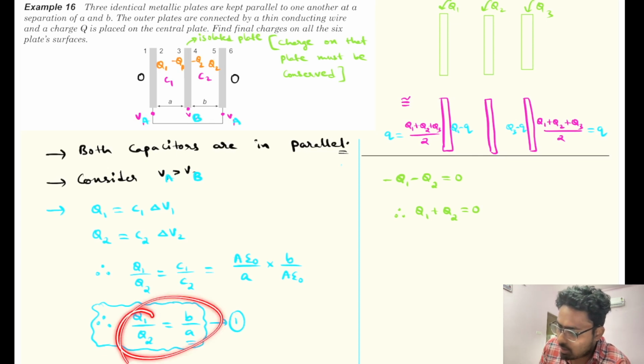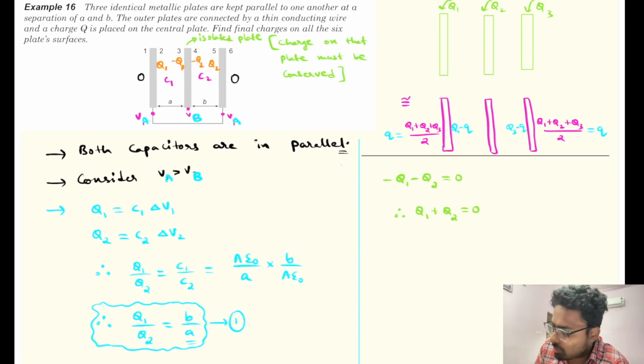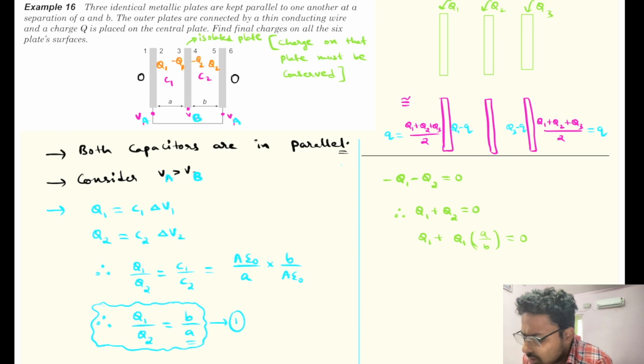But from here I can write q1 plus q2 as q1 into a by b, which is equal to 0. So what's the value of charge I will be getting from here? There's no charge. Did they give any charge? Okay, my bad.